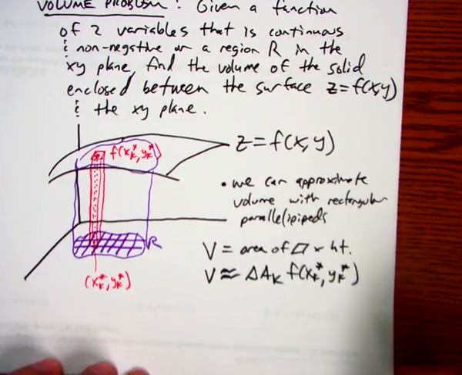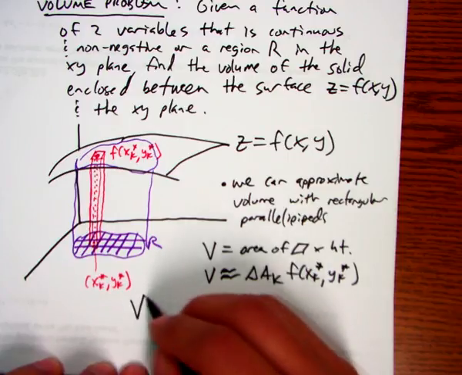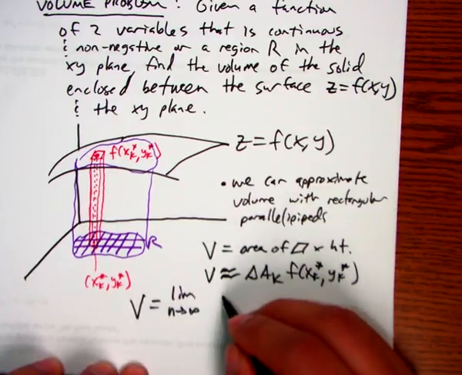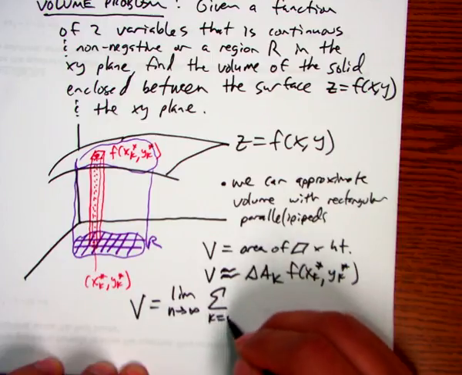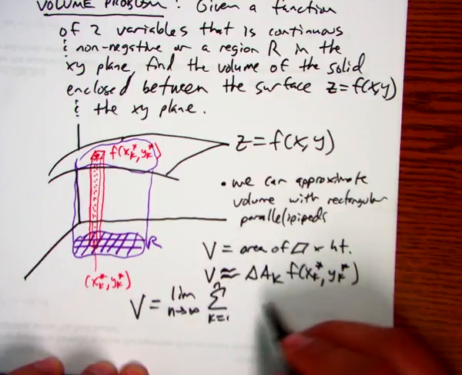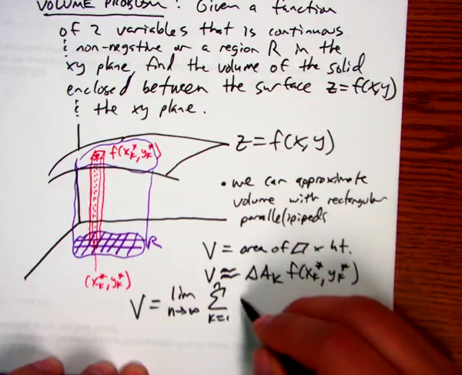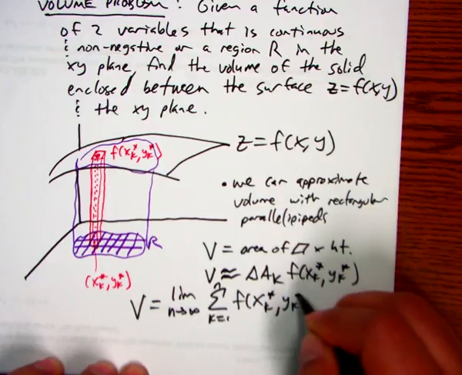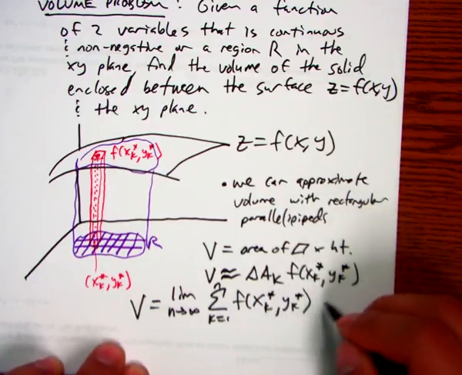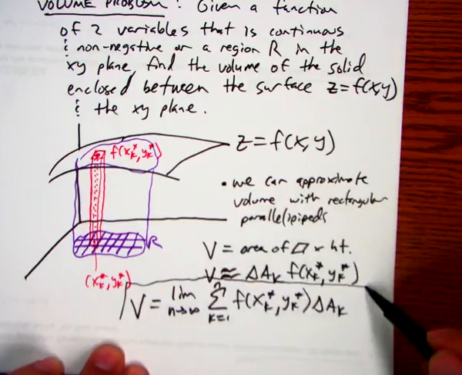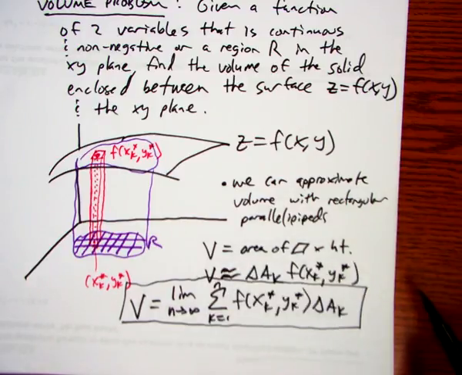Okay. If we take the limit as n goes to infinity of that, and we add all those volumes together, I'm going to switch the order and put f of x first. This is the formal definition using a Riemann sum for the volume problem. Okay.